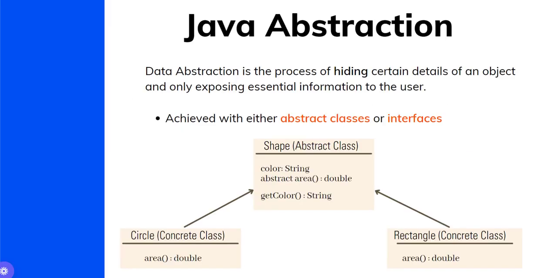Abstraction in Java is the process of hiding certain details of an object and only exposing essential information to the user. This is achieved with either using an abstract class or an interface. In the example, we have a shape, which is an abstract class. It has the properties color and a method to calculate the area, and also another method to get the color. From our abstract class, we have 2 concrete classes, circle and rectangle, which are both inheriting from our shape class. And they're also overriding the area method and providing their own implementation of that method.